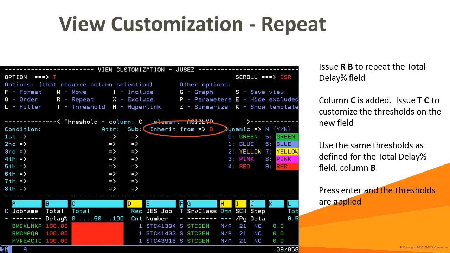Now we'll want to modify the thresholds for this field, so we can use the Thresholds option and issue TC, then press Enter. On the Thresholds option display, we're not going to specify any conditions. Instead, we're going to inherit the thresholds from the Total Delay field, column B. To do so, we type B into the Inherit From field. When Enter is pressed, the values in column C are updated with the threshold attributes for column B.